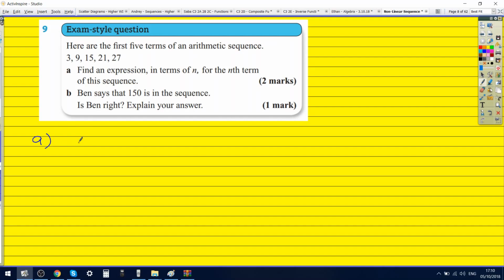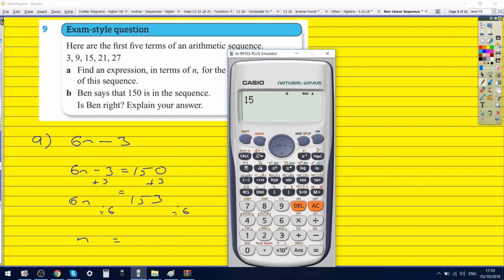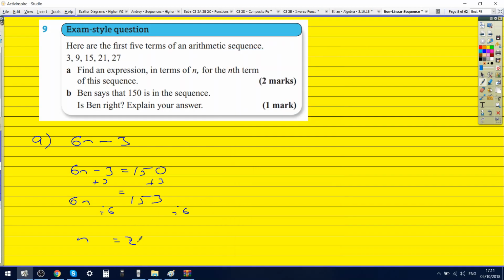The nth term of the sequence is 6n minus 3. So then you do 6n minus 3 equals 150. So you do 150 add 3. It's 153. And do 153 divided by 6. And so n equals... that's not in the sequence, I've just done it in my head. Well, whatever it is, 25.5. It can't be that, so he's not correct.